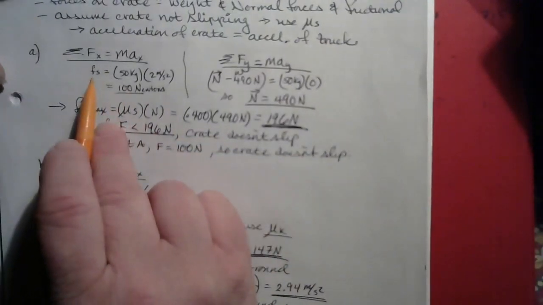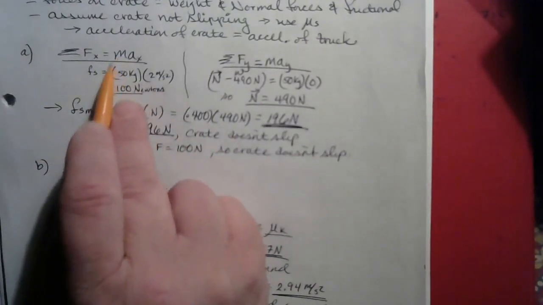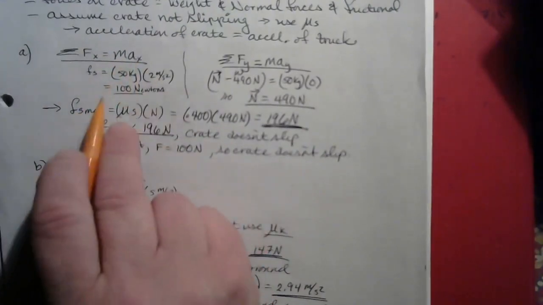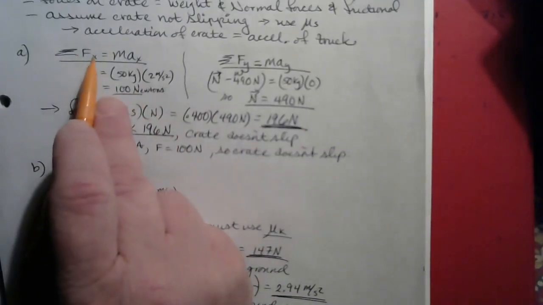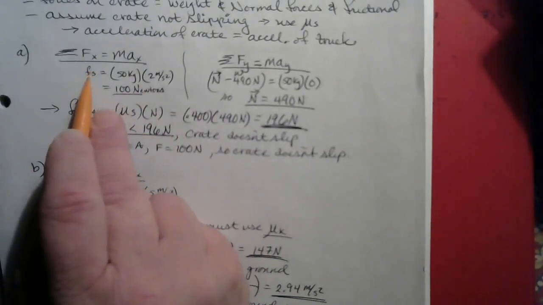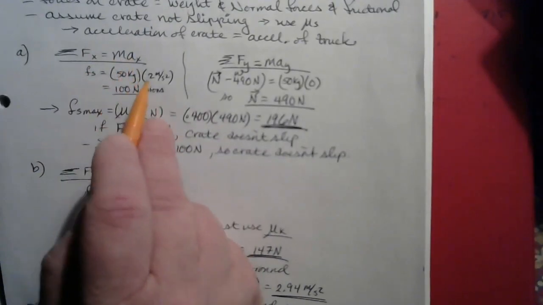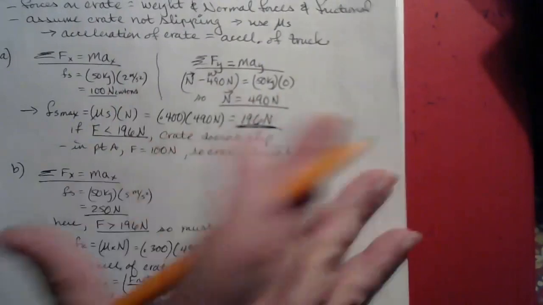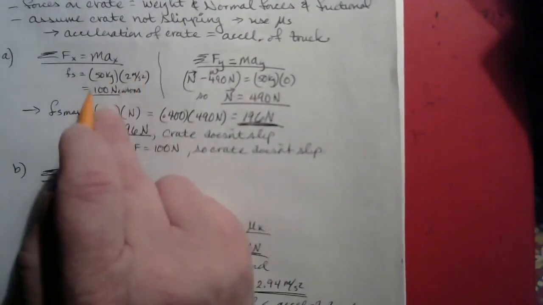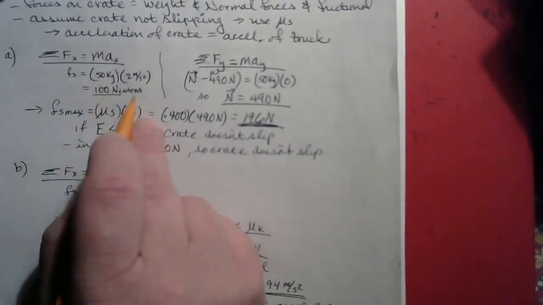For what's actually going on in part A, the actual force of static friction on the box would be equal to the mass times the acceleration in the x direction. This is the summation of all of the forces in the x direction. The only force in the x direction is the frictional force on the box, and m times a would be 50 kilograms times 2 meters per second squared, because that's the acceleration of the truck in part A. And assuming the box is not slipping, then that would also be the acceleration of the box. And that gives us a static friction force of 100 newtons.